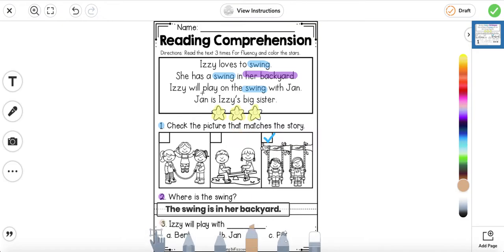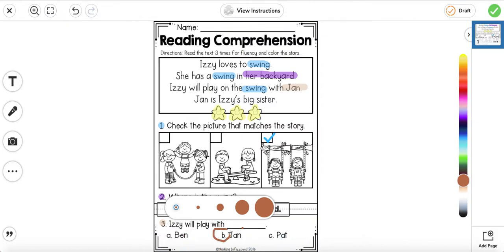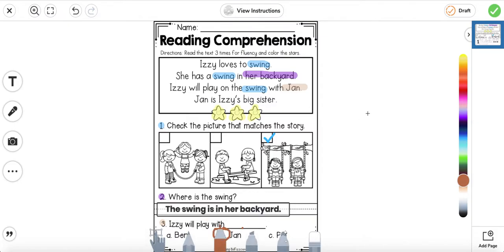So Izzy will play on the swing with Jan. So our answer is Jan. Great job. Okay, next we're going to move on to math.